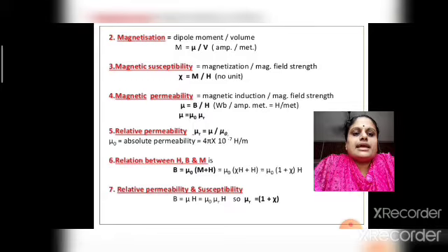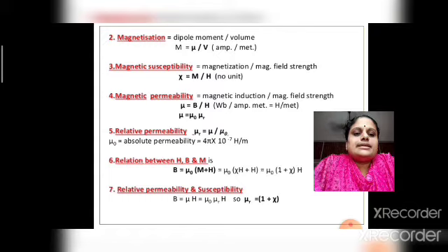Relation between H, B and M is B is equivalent to mu naught into M plus H. M can be replaced by chi H. So B is equivalent to mu 0 into chi H plus H, which is equivalent to mu 0 H into 1 plus chi.